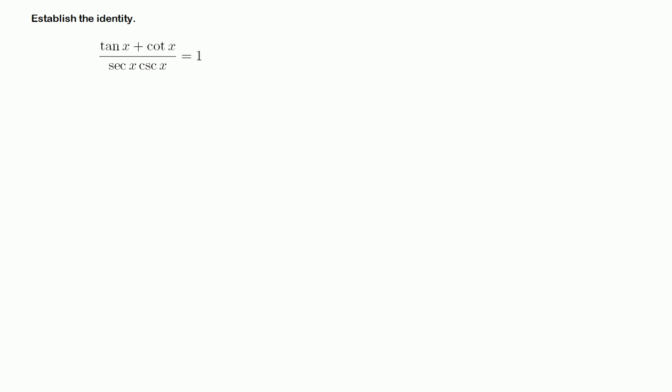Establish the identity. We have tangent x plus cotangent x all over secant x times cosecant x equals 1. So obviously we want to start from the left hand side because that's the more complicated part. So we got tangent plus cotangent over secant times cosecant.